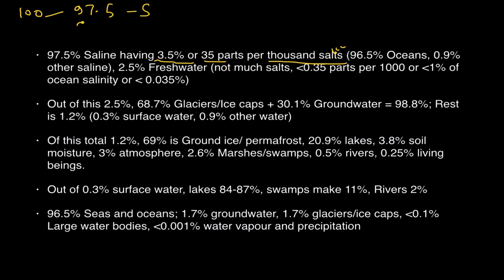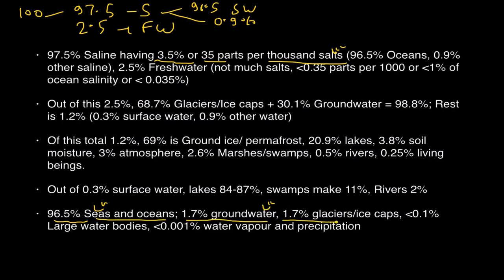Now 2.5% is fresh water. Of the saline water, 96.5% is sea water or ocean water, whatever you call it, and 0.9% is other saline water, for example groundwater stored, etc. So this part is clear, and this is one form of classification. The other form of classification is 96.5% present in seas and oceans, 1.7% is groundwater, 1.7% is in glacier ice caps, less than 0.1% is in large water bodies, and less than 0.001% is in water vapor and precipitation.